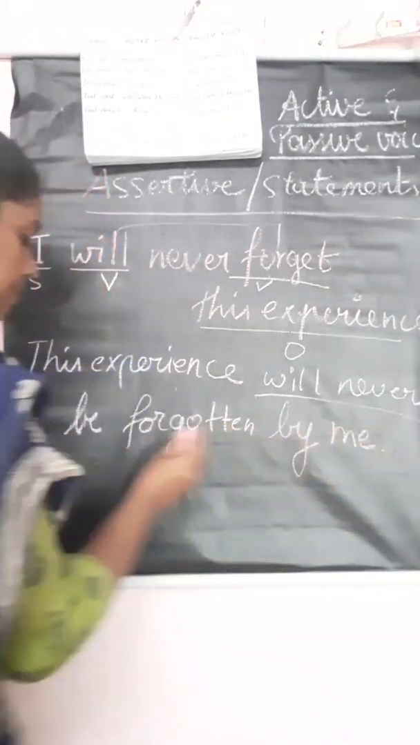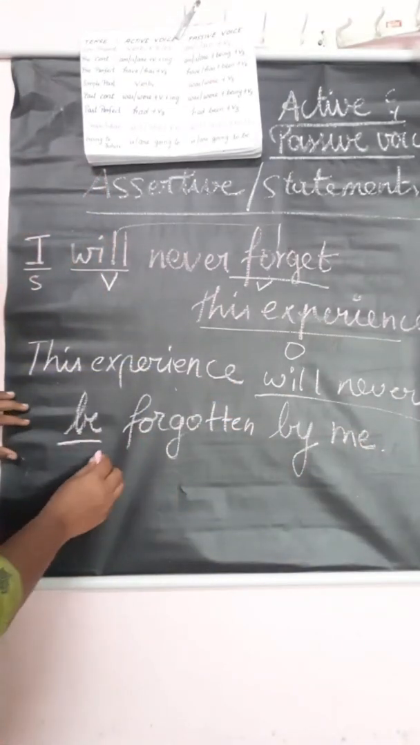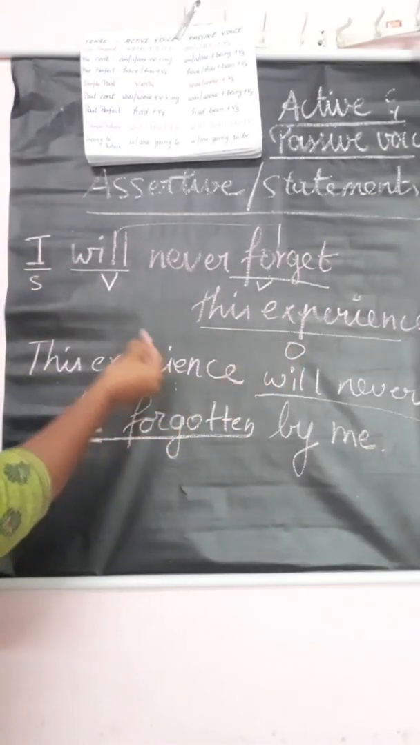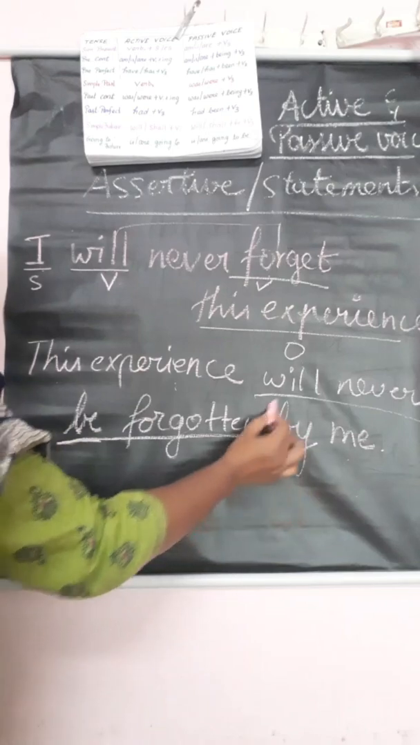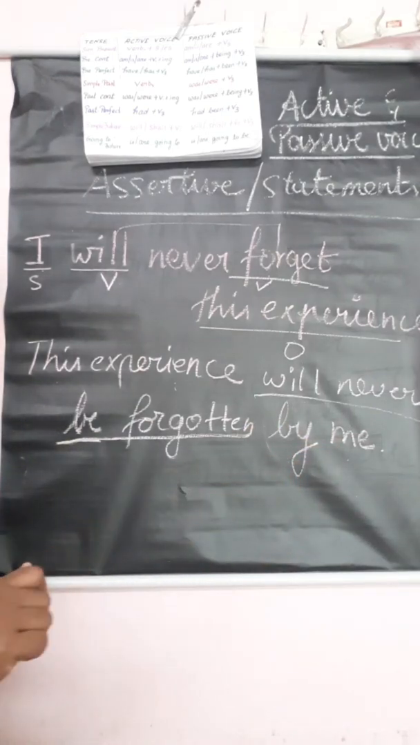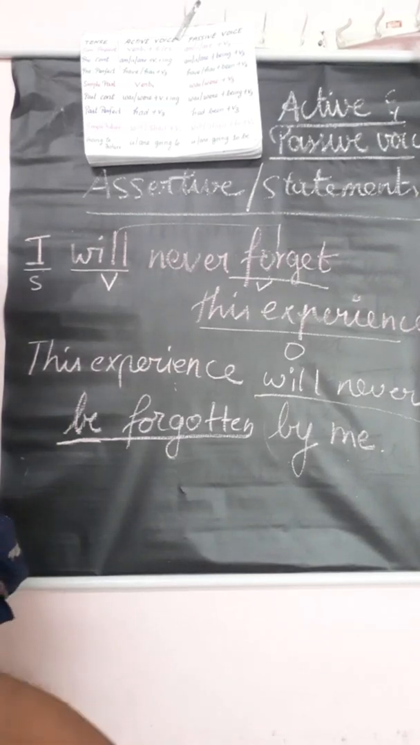So my dear children, the main part we have to concentrate on is the verb change. The object came to the place of the subject. Subject to the object place. We have introduced the agent. The 5 rules. I hope you remember the first one. Okay. So this is one example.